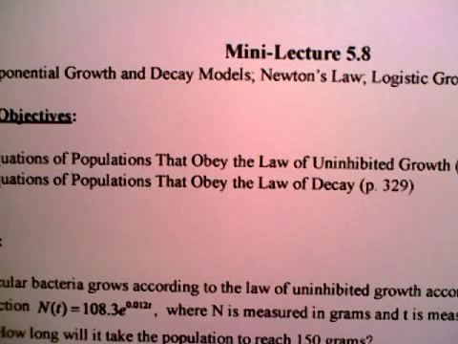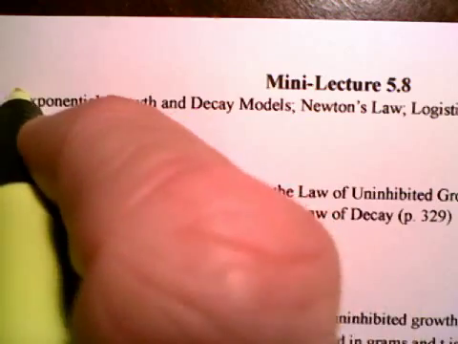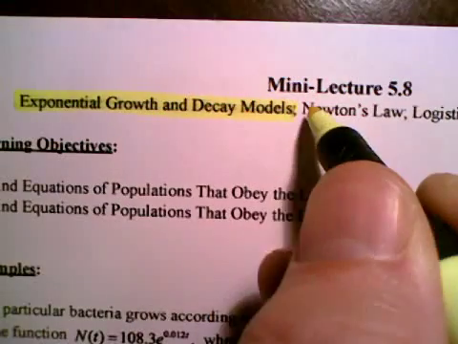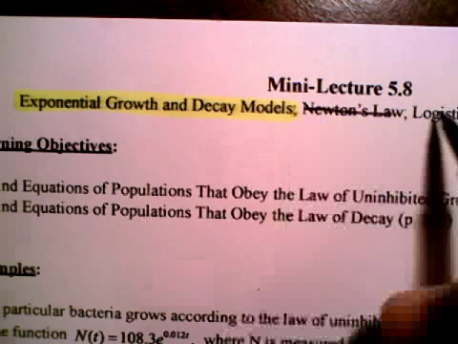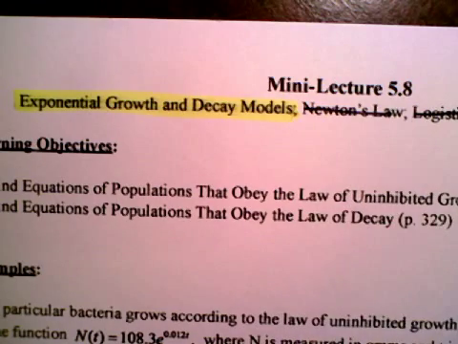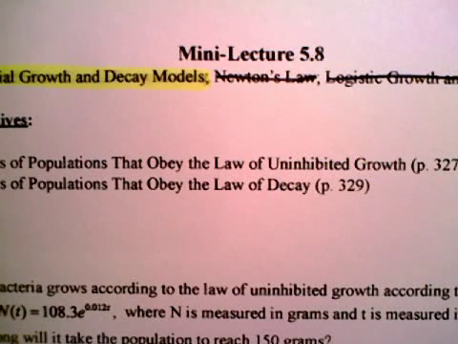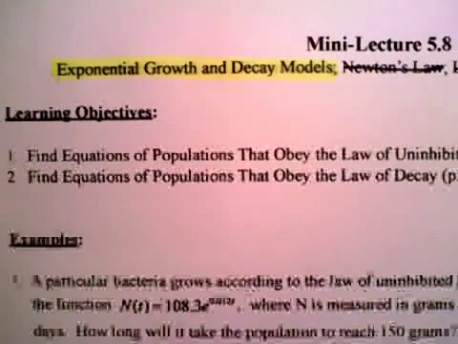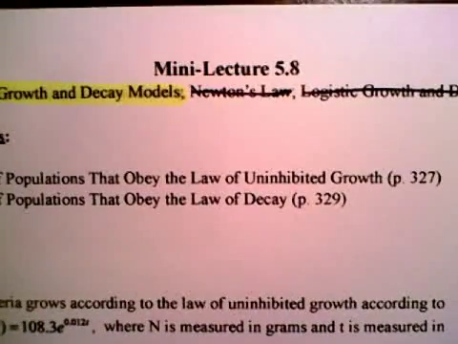Well, here we are in section 5.8. We're really not going to spend a whole lot of time in this section. The main part that I want to cover is the exponential growth and decay models. This is what you're going to be taking with you into AP Calc. Actually, you will also be taking in Newton's law and logistic growth and decay models, but we're just not going to cover that now. I don't like the way the pre-calc book talks about those, so we're just going to save those for calculus. Alright, and so we really just have two objectives today, just finding equations of populations.